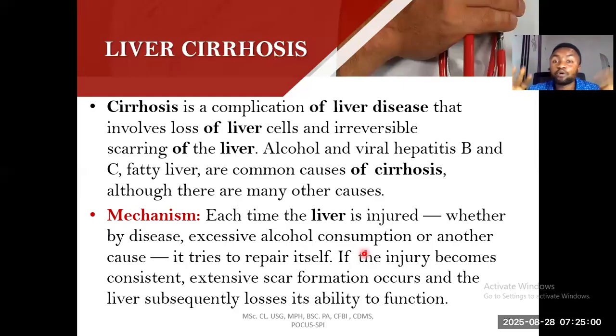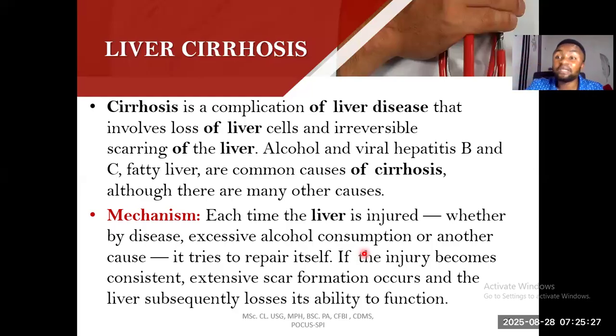Liver cirrhosis is a complication of liver disease, and it is part of chronic liver disease. Liver cirrhosis is a chronic liver disease, CLD, that involves loss of liver cells and, listen, that's the most important too, irreversible scarring of the liver. Scarring means scar.